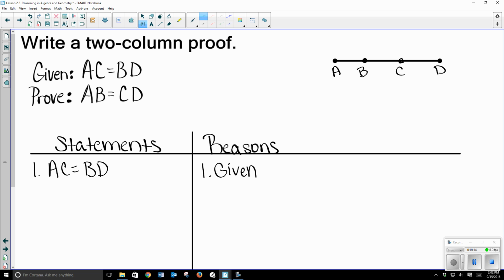So the given information is telling us that AC is equal to BD. If they're equal to each other, then we have to prove that this is equal to this. AB is congruent to CD. Just by knowing that these two overlapping segments are congruent to each other, we've got to figure out how we know that AB is congruent to CD.